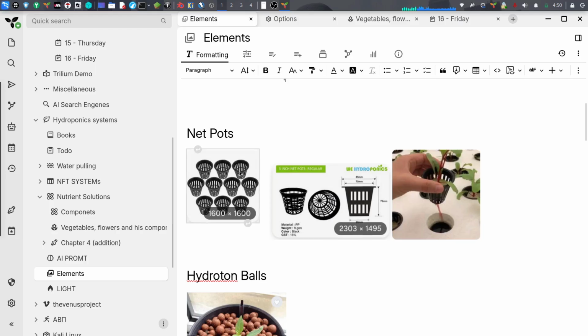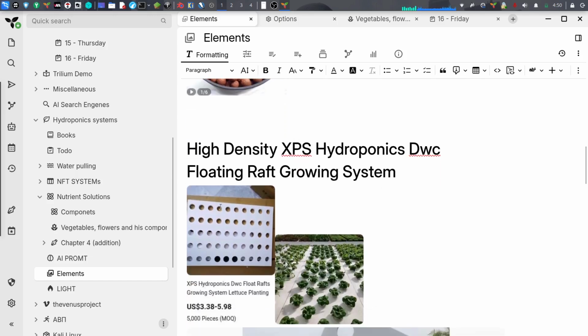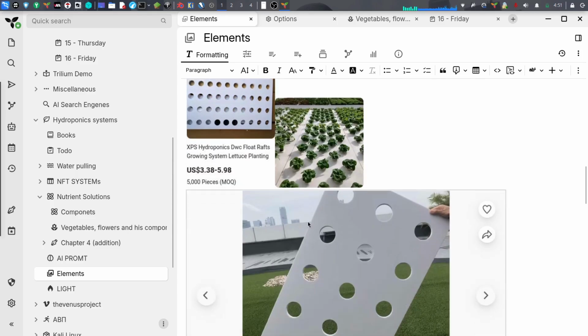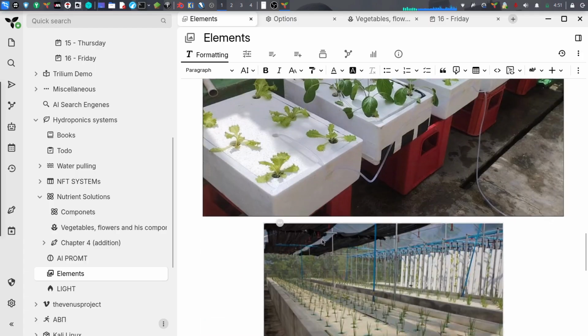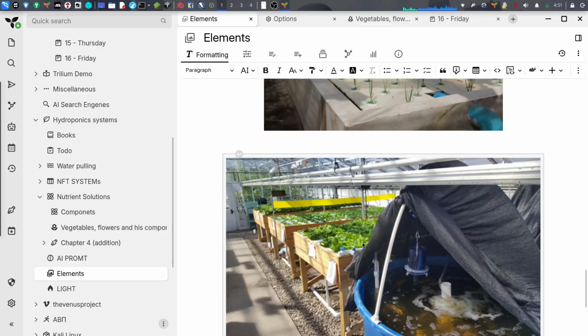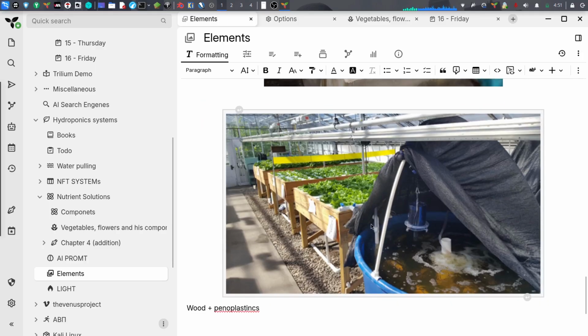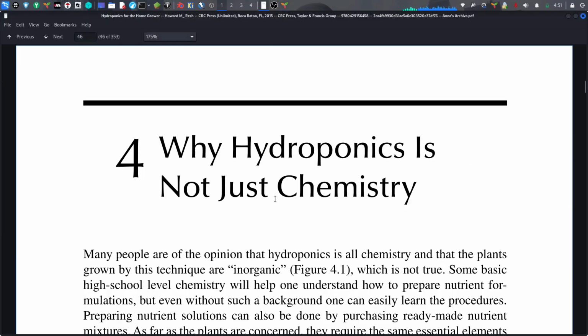This again. These scarlet hydroton balls. These float rafts. These polystyrene. In different systems we can use different materials. Okay, continue readings.